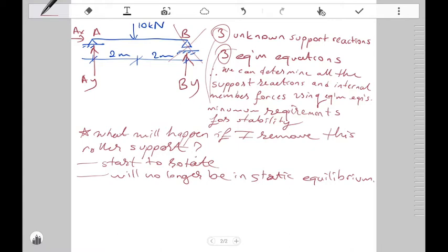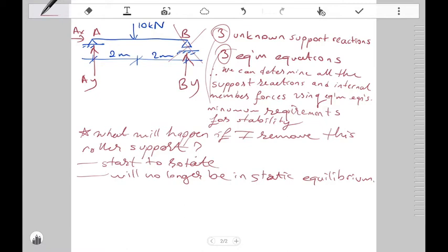It will move, okay? So the minimum condition for a 2D structure is to have at least 3 unknown support conditions, okay? So if you don't satisfy this 3 support reaction condition, you have, of course, in terms of statics, we say that your structure loses its stability and it will collapse.